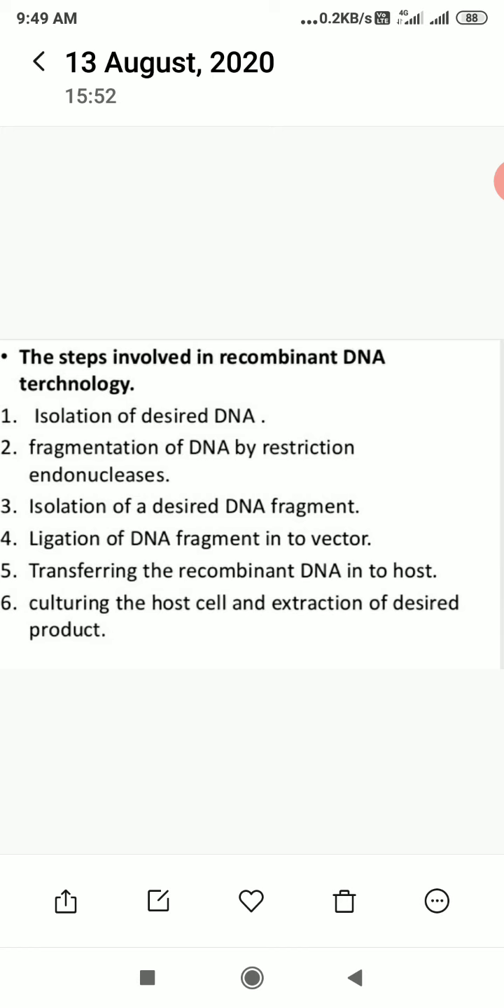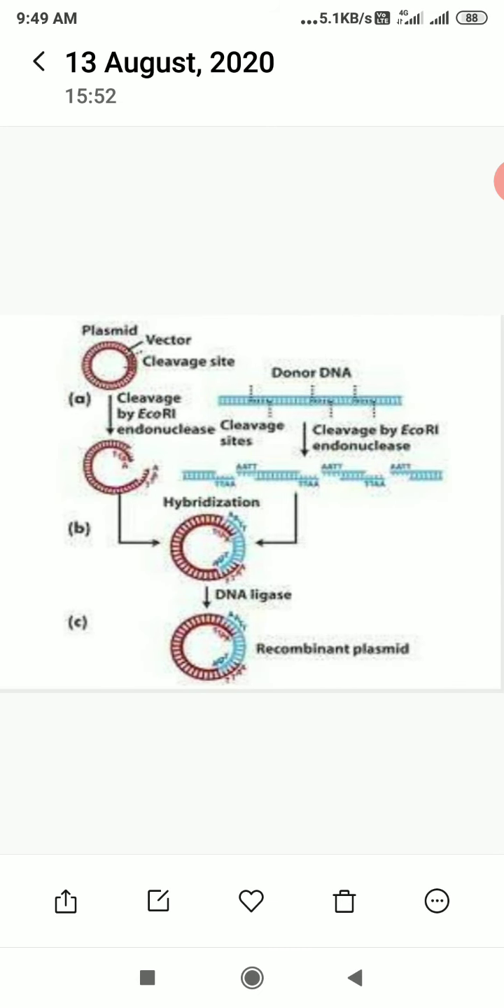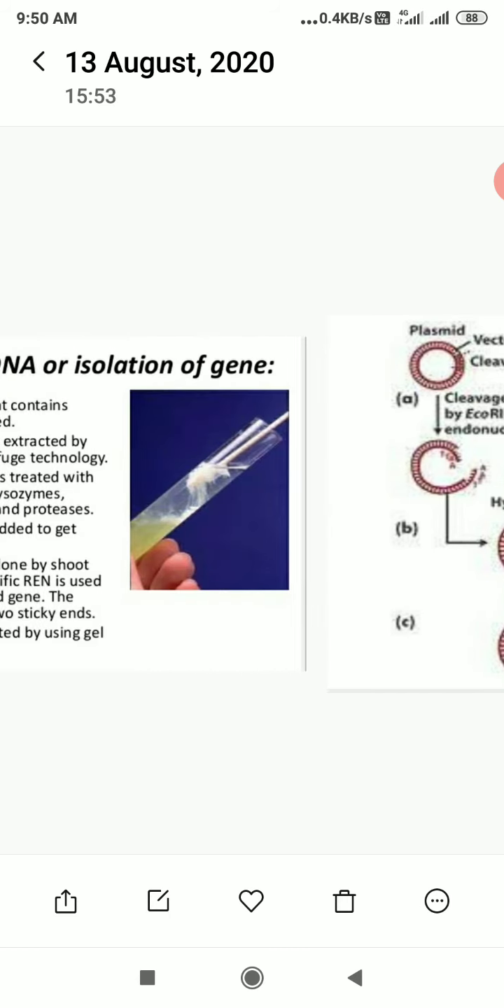Transferring the recombinant DNA into the host. Culturing the host cells and extraction of desired products. Here within the diagram you have to see that we are going to attach the desired DNA with the plasmid body, which is called recombinant plasmid.